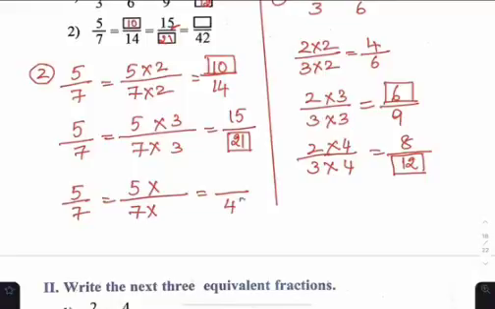Okay, the denominator has to be 42 and similarly the numerator has to be filled. So if I have to get 42, then I have to multiply 7 into 6. So 7 sixes are 42. Similarly, 6 has to be multiplied to the numerator also. So 5 sixes are 30. So 30 is the answer for the numerator there in the block. I hope all of you have understood, children.